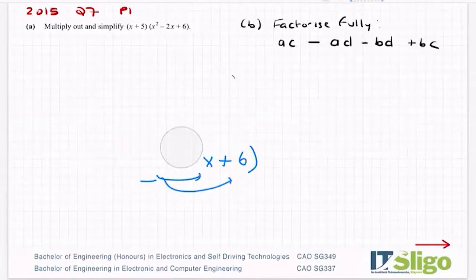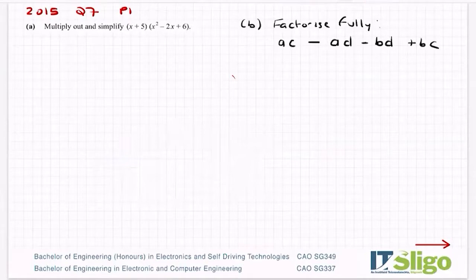Okay, so it's the same theory as that one, except we've much more terms. But I still split the first bracket, so it's x by everything in the second bracket. It's just a longer second bracket, and then go back for the plus 5 by everything in the second bracket.